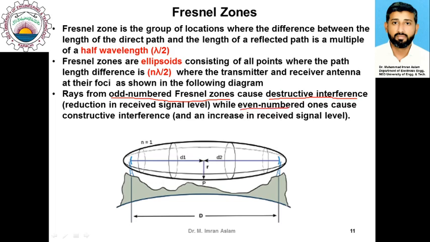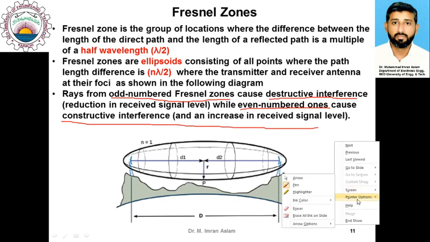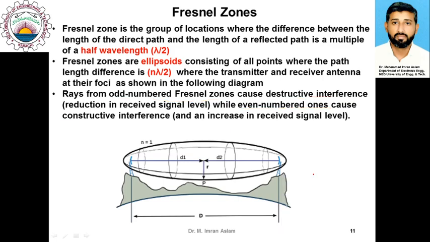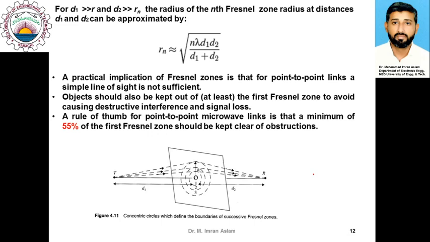And if the rays are coming from an even numbered Fresnel zone, for example the second Fresnel zone, it will have 2 pi radians, and 2 pi means the wave returns back to the original form, so they will be in phase with the line of sight wave. So eventually they will cause constructive interference. So all the odd numbered Fresnel zones represent the regions where you have destructive interference, and all the even numbered zones represent the regions where you would see constructive interference.